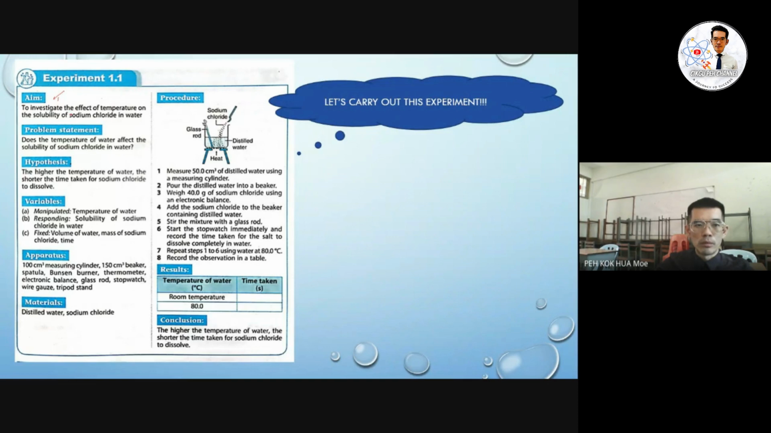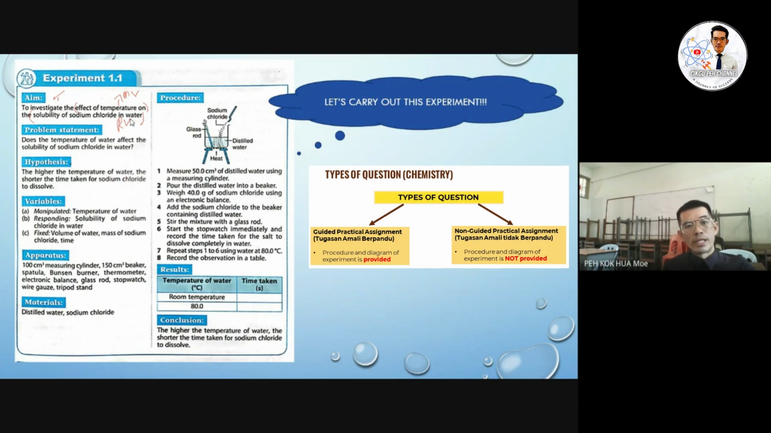So this experiment will be to investigate the effect of temperature on the solubility of sodium chloride in water. Okay, so here the manipulated variable will be the temperature. So from the question, you can know what the manipulated variable is. And the responding variable here will be the solubility of sodium chloride in your water. Okay, so if the question gives you the aim of the experiment, the question will probably be of two types.